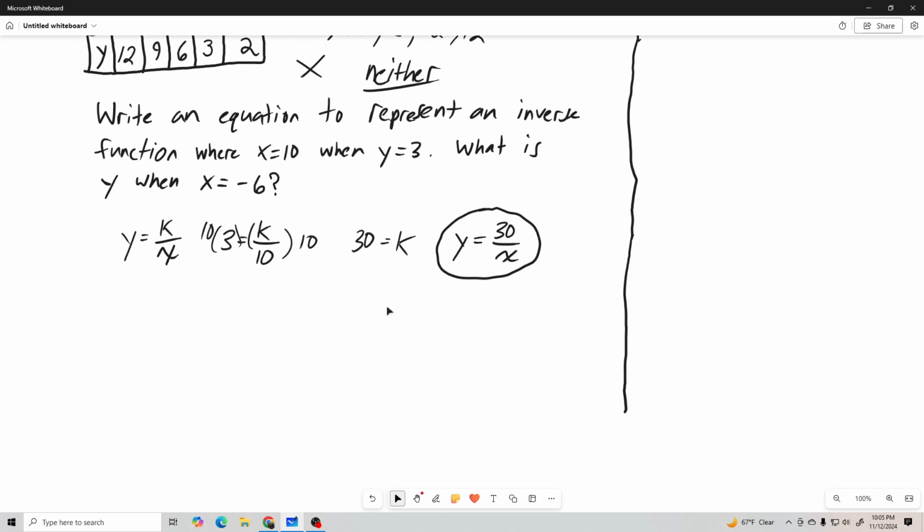And if we come back down here, our x was 10, our y was 3, and our k ended up being 30. Okay, so far so good. But what's the second half of this question? It says, what is y when x equals negative 6?